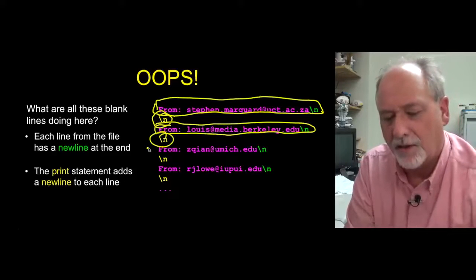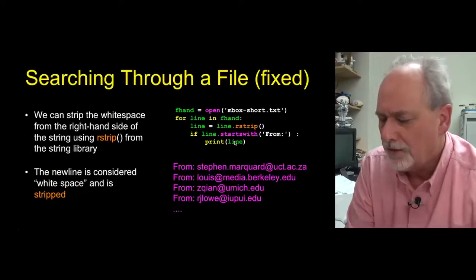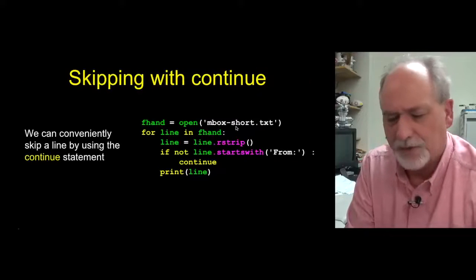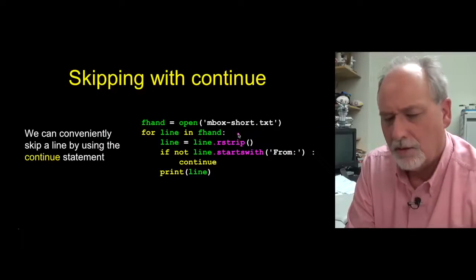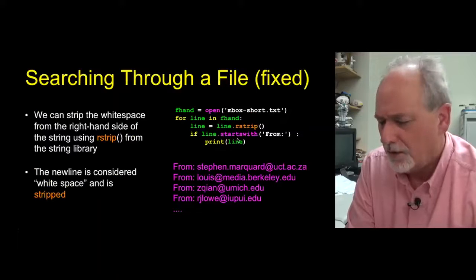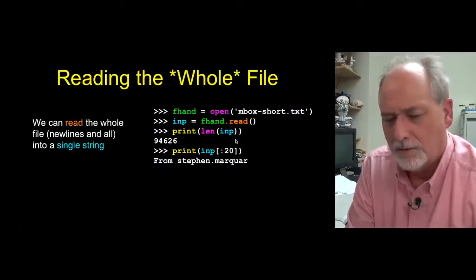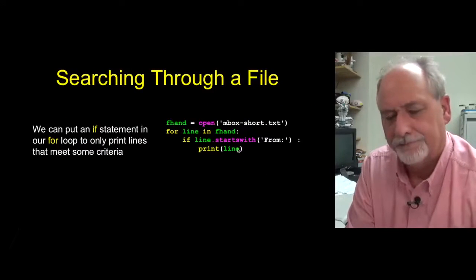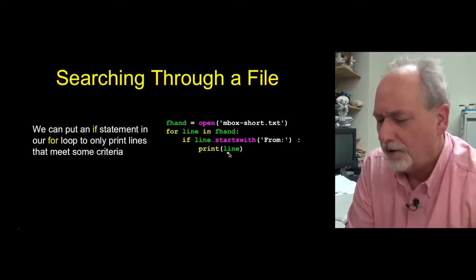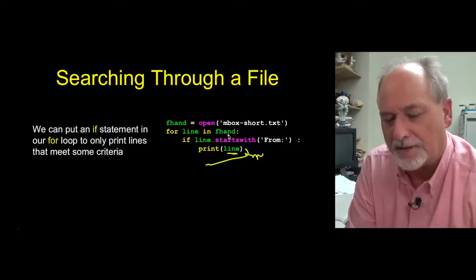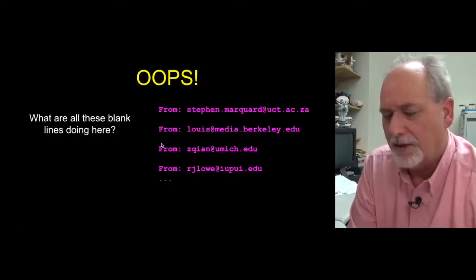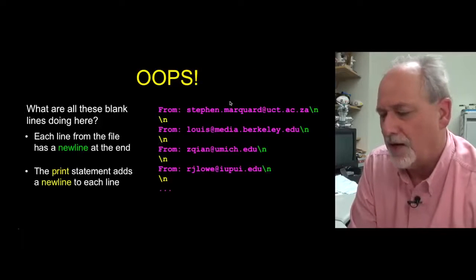So if we take a look at the code, this variable line has a new line in it. I'm in the wrong slide. There we go. This is the one I want. If we look at the code, there's a new line in here, and then the print adds another new line. So the print adds a separate new line, and that's how we get two new lines: the print statement's new line and the new line from the file.